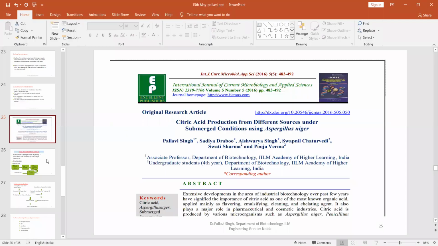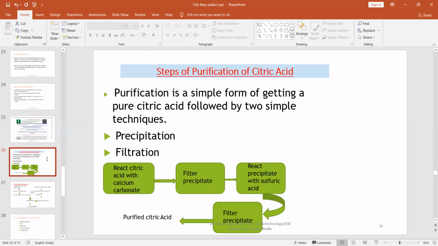Okay. The tricky part is that after producing your citric acid, you have to purify it. Purifying the citric acid is not that easy, because it's produced in the form of carbohydrates. What you do here is react your citric acid.